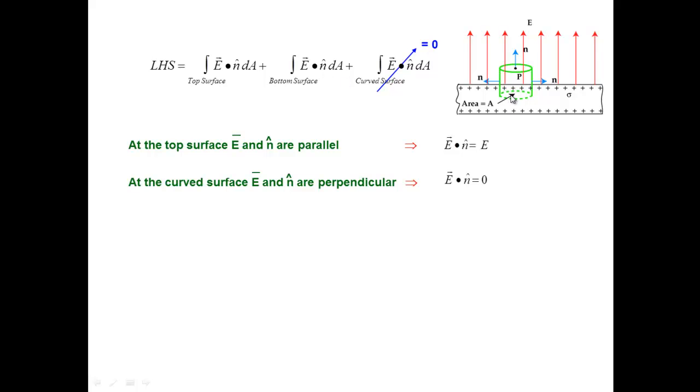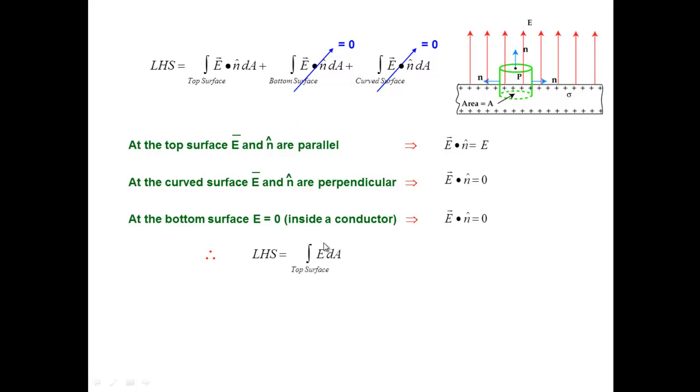The bottom surface is inside the conductor, and we know that inside a conductor the electric field has to be 0. So there won't be any flux through that bottom surface either, not because E dot n hat is 0 and not because of the orientation of the electric field and n hat. It's simply because E is equal to 0. And so that means that the bottom surface integral goes to 0, leaving only the top surface to deal with. And we already know that E dot n hat is E on the top surface.